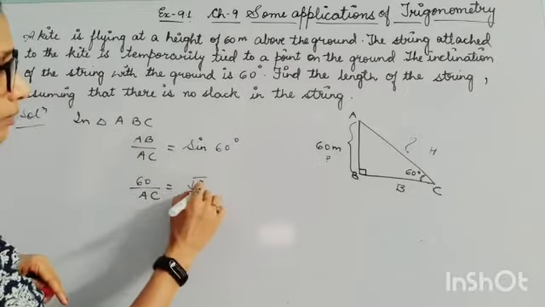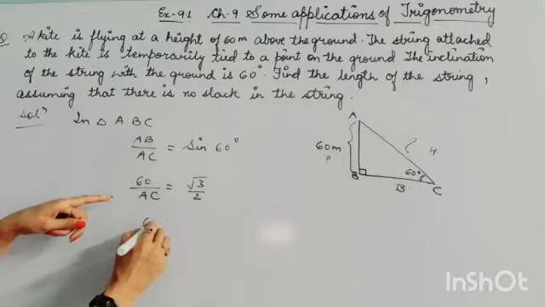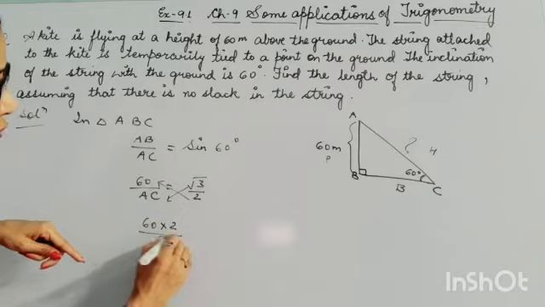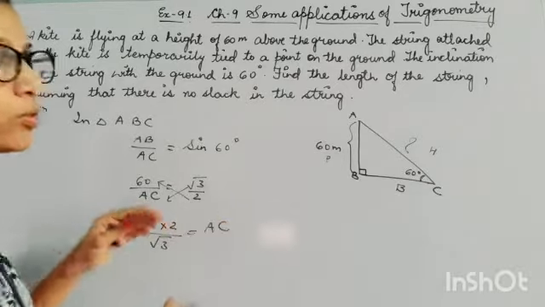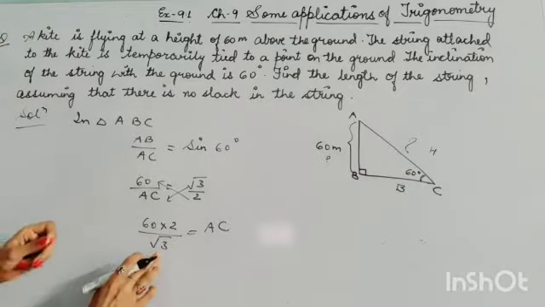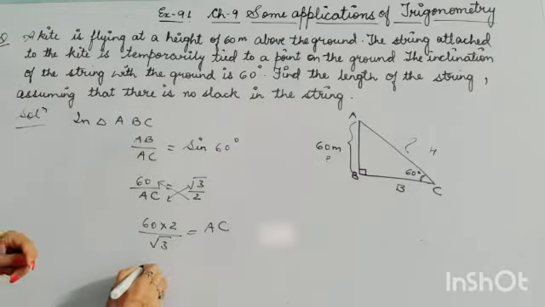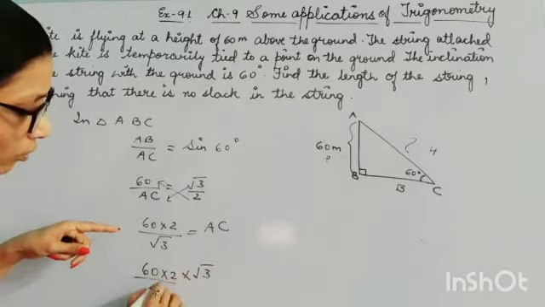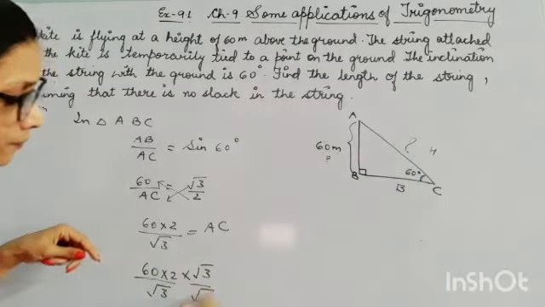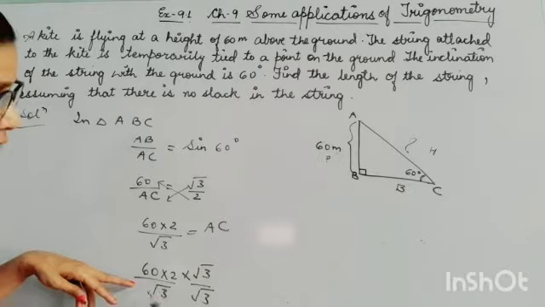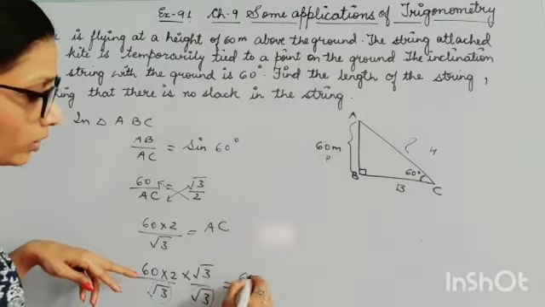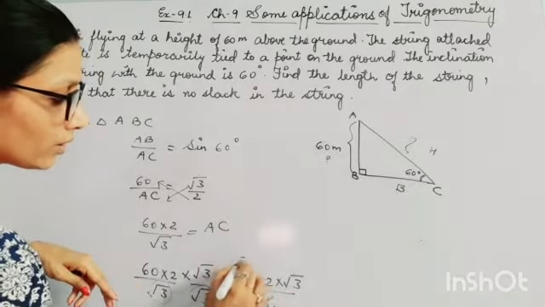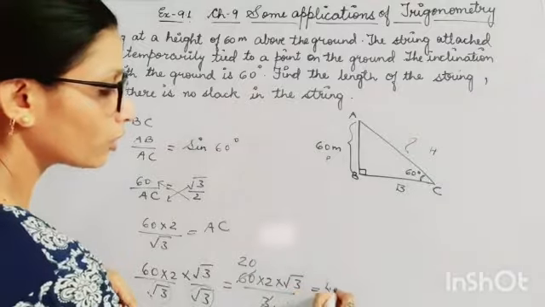Now AB is given to you, 60, AC you want to calculate, and you know sine 60 degrees is root 3 by 2. You want to calculate AC, so just cross multiply these things. So it will be 60 into 2 upon root 3 equal to AC. Children, you cannot leave your answer in root form in the denominator, so you will be rationalizing it. So on rationalization, I will be multiplying with root 3 and also dividing with root 3. Here root 3 and root 3 will become 3. So this will be 60 into 2 into root 3 upon 3, and 3 twenties are 60, so I will get 40 root 3.